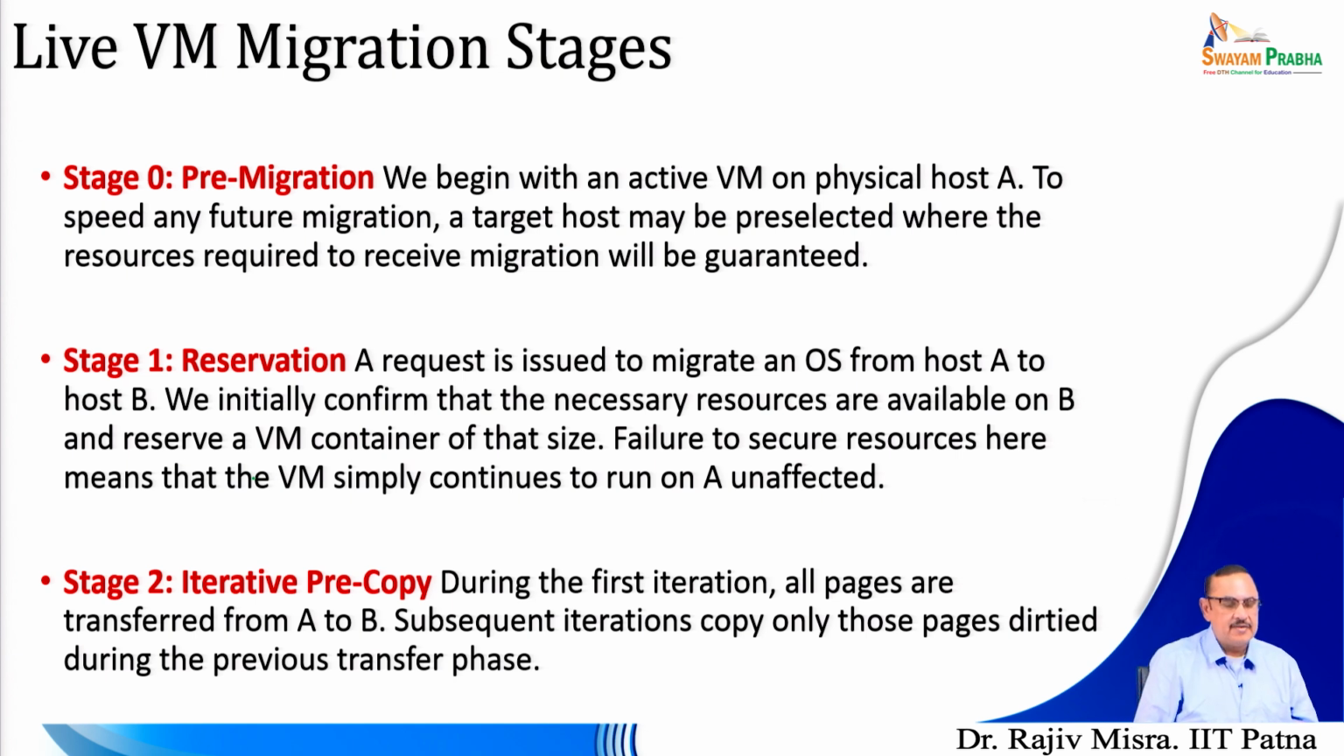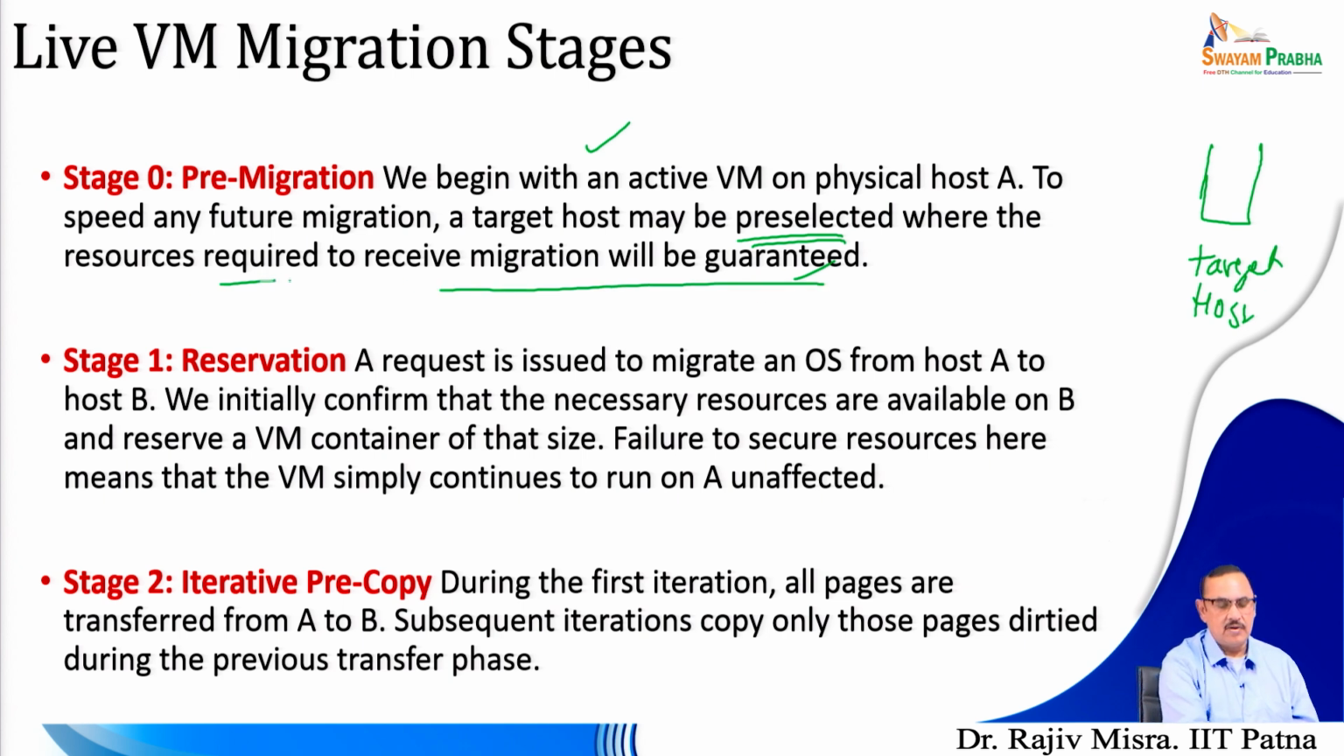So, the live migration stages: in pre-migration, we begin with an active virtual machine on physical host A. To speed any future migration, the target host may be pre-selected, where the required resources to receive the migration will be guaranteed. So, that target host should ensure that it will continue to give the resources which are required by the system.